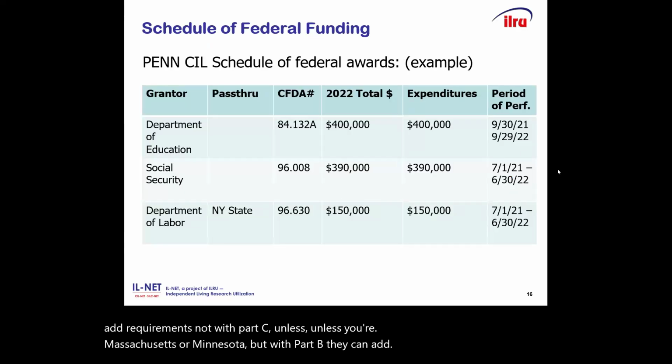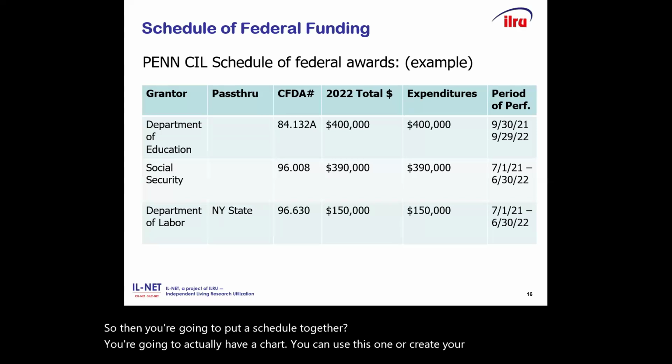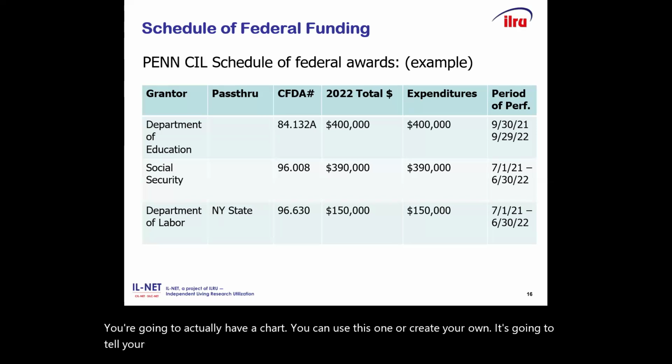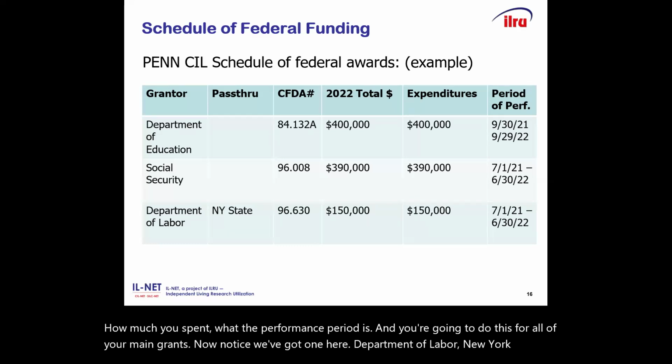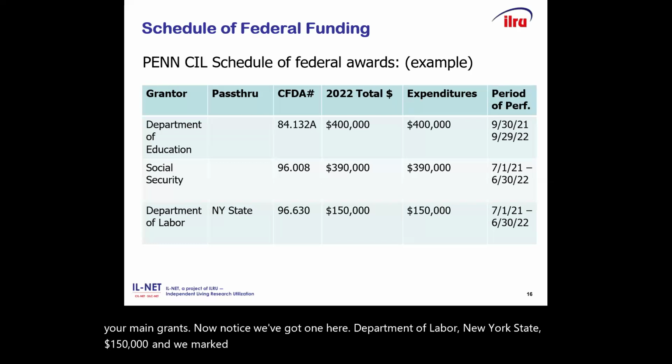So then you're going to put a schedule together. You're going to actually have a chart. You can use this one or create your own. That's going to tell you your money, what the grant number is on it, how much it was, how much you spent, and what the performance period is. And you're going to do this for all of your main grants. Now, notice we've got one here, Department of Labor, New York State, $150,000, and we marked it as pass-through.